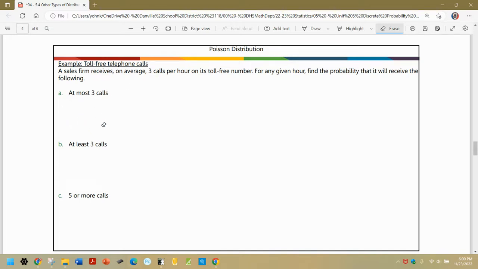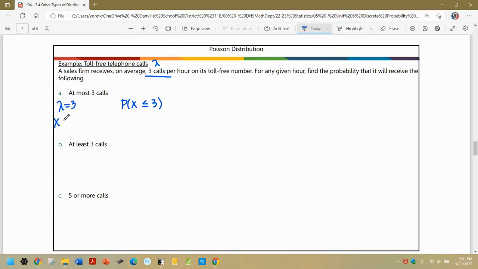All right, so a sales firm receives on average 3 calls per hour on its toll-free number. For any given hour, find the probability that it will receive the following. 3 calls per hour, kids, that is your lambda. That is your rate of occurrence. So your lambda here is 3. At most 3 calls would be the probability that x is less than or equal to 3.